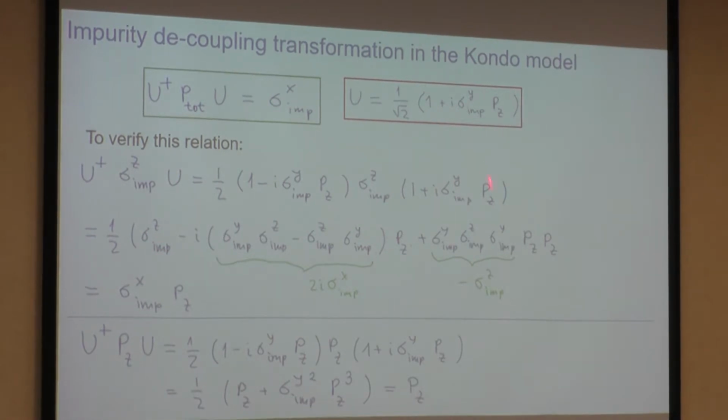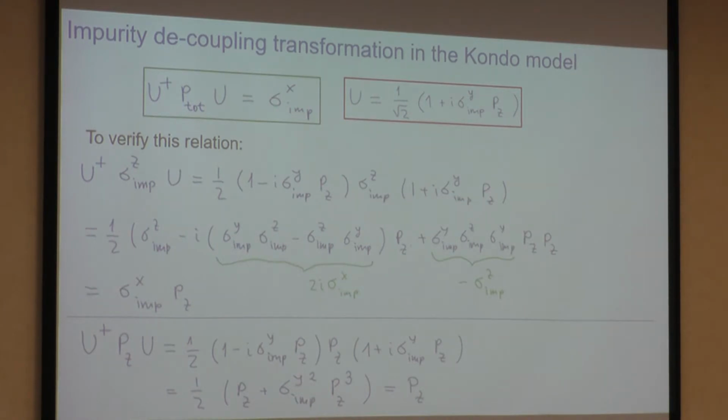Then we take the term which is linear in PZ. We have one contribution with sigma y, sigma z, which is this one, and another contribution with 1 on the left and sigma y PZ on the right. Together the two combine into a commutator of sigma y and sigma z. Then we have a contribution which is quadratic in PZ, and now we have three Pauli matrices, sigma y, sigma z, sigma y. We can take the product of the three Pauli matrices, and you see that it ends up being just sigma x of the impurity times PZ. That's just the algebra of Pauli matrices.